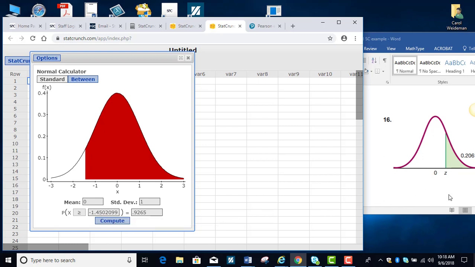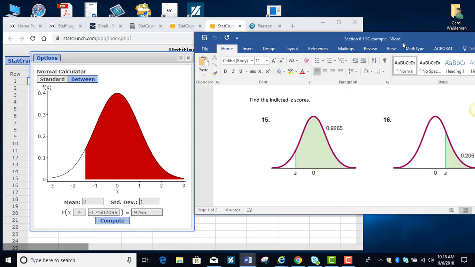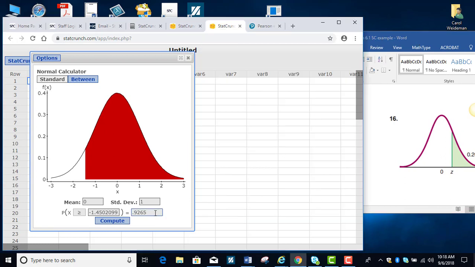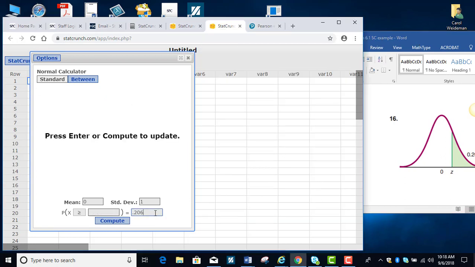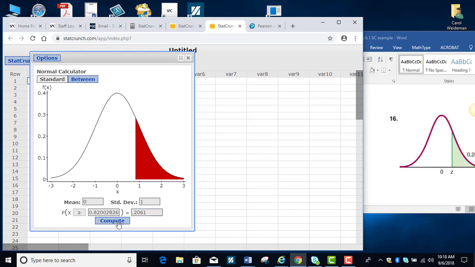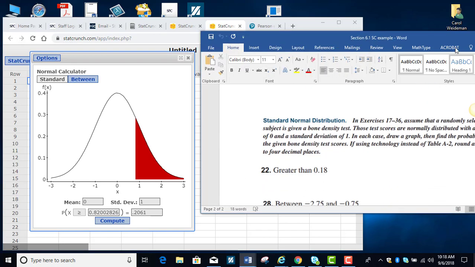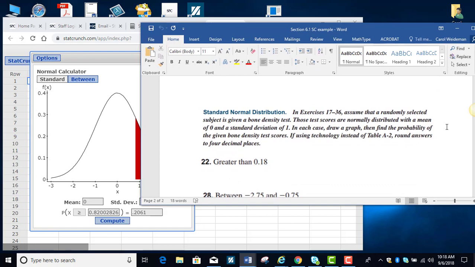And the second one we're going to do is right here, and this is going to be also a greater than. If you notice here, this time the area is 0.2061, so I'm going to go ahead and change this here, 0.2061, and we know this is going to be a positive z-score because it's above the middle of the distribution, and this one's going to be 0.82. And then a couple more down here.